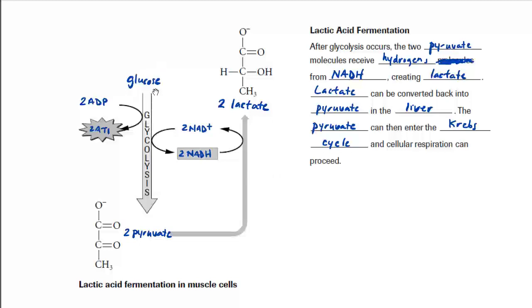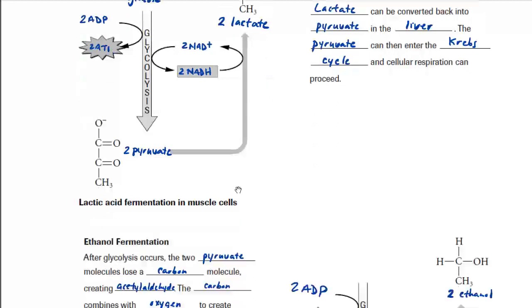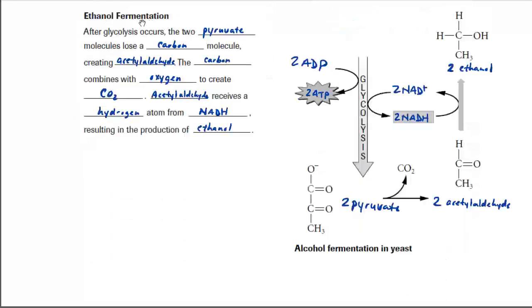But again, the basic idea is glucose to pyruvate. I'm going to create a couple NADHs and create a couple ATPs. That got wiped off there. Make sure you know that that says ATP, not ATI. Alrighty, and that's that. And same thing here, ethanol fermentation.